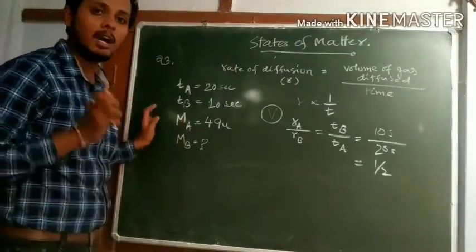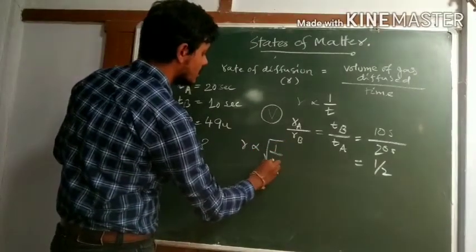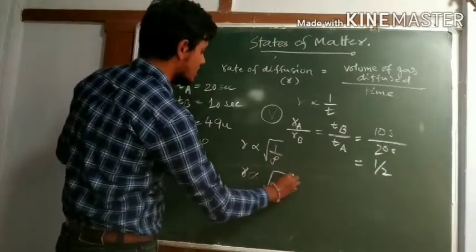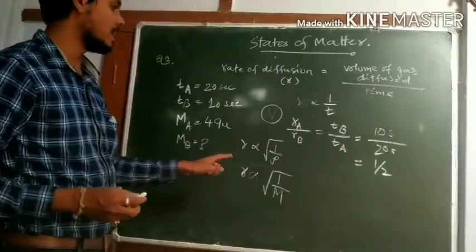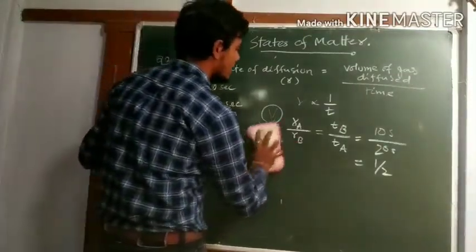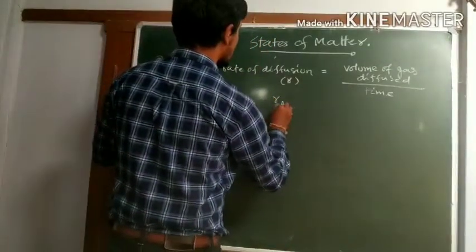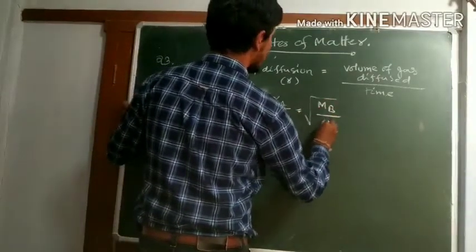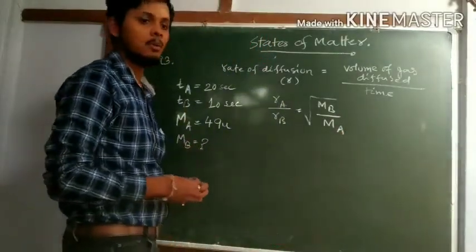So according to Graham's law, rate of diffusion is inversely proportional to the square root of the density, and we can also write it as rate of diffusion is inversely proportional to the square root of the molecular weight. Rate of diffusion of a gas is inversely proportional to the square root of the molecular weight. So that means RA by RB equals square root MB by MA.